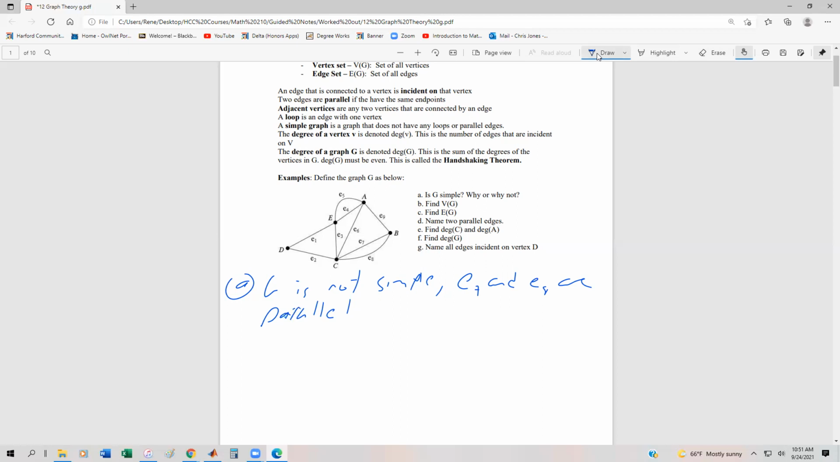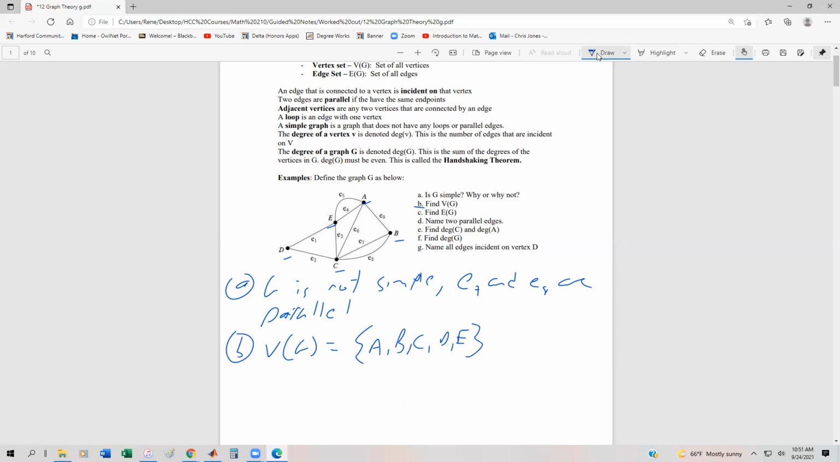What is the vertex set of the graph G? This is letter B. Our vertex set is just going to be the set of all vertices. So we have A, B, C, D, and E. We're going to write that in set form.